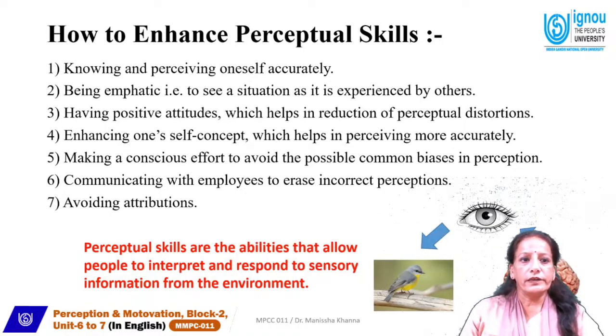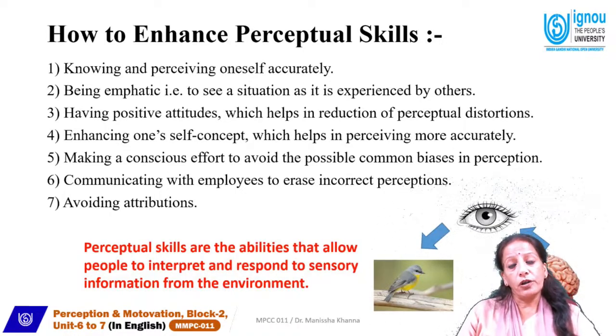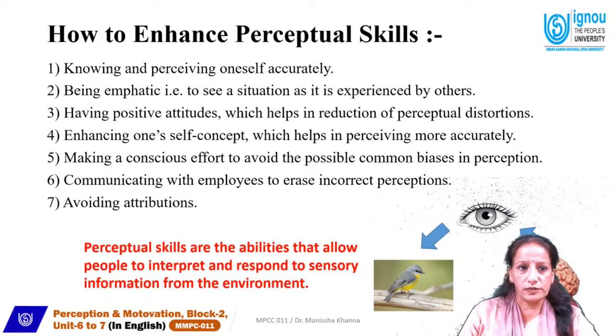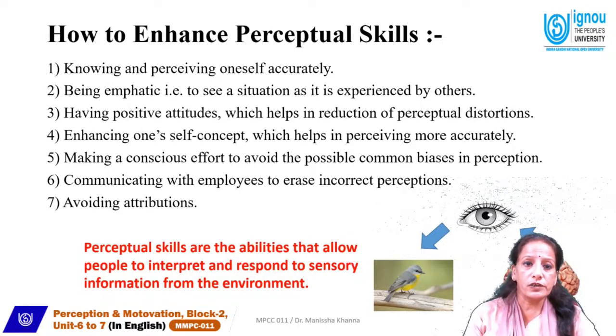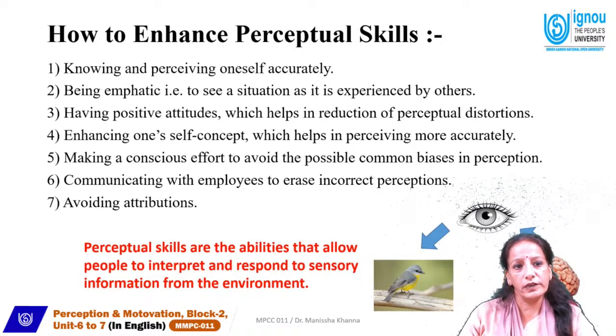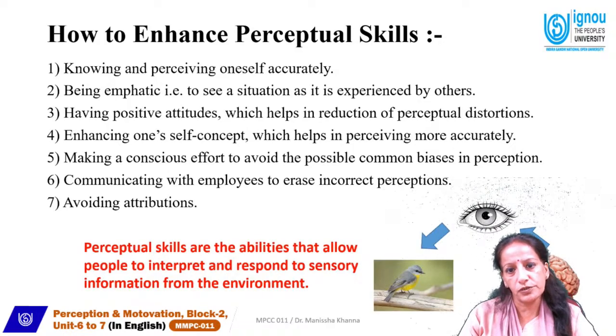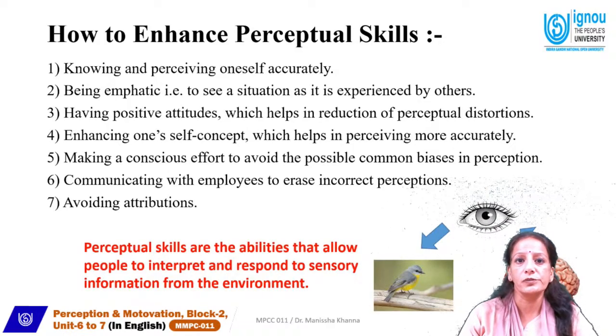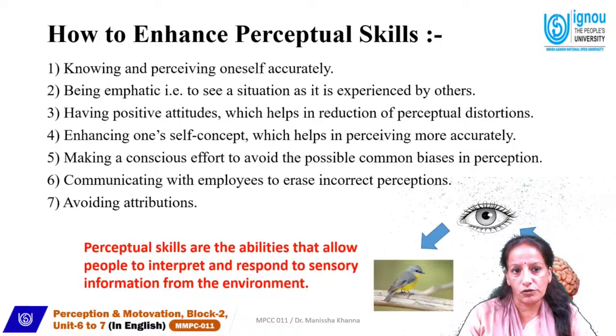Now, after clearing the errors, it is equally important to enhance the perceptual skills. Knowing and perceiving people accurately is very important. Being empathetic, that is, seeing a situation as it is experienced by others. Having a positive attitude, which helps in the reduction of perceptual distortions. Enhancing one's self-concept, which helps in perceiving more accurately.